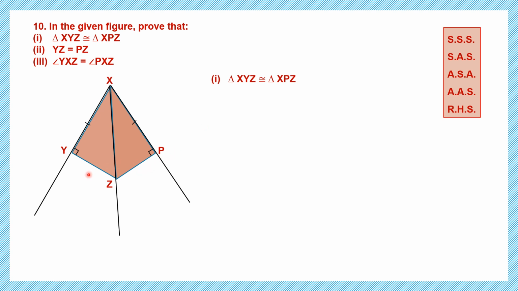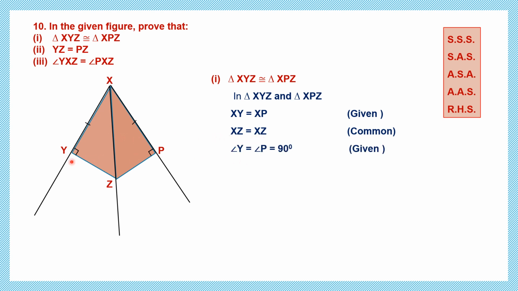Now, whenever you see a right angle triangle, remember, so in triangle XYZ and triangle XPZ, these two triangles, let's see what has been given to us. XY is equal to XP. Can you see? XY is equal to XP. It's already given to us. So that is one side. Now if we take another side XZ, that is equal to XZ. Why? Because it's common. This side is common to this triangle and it's common to this triangle. So they are equal to each other. And we've also been told that angle Y is equal to angle P, and that's equal to 90 degrees, and that is also given to us.